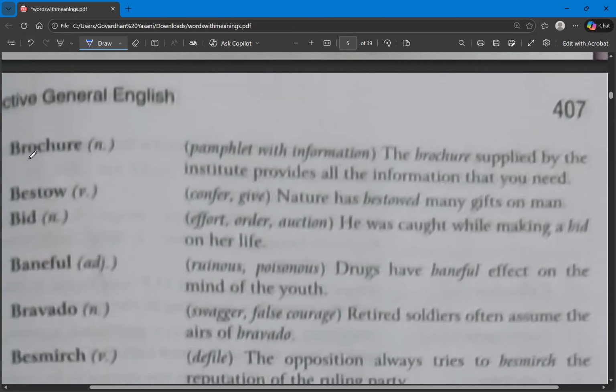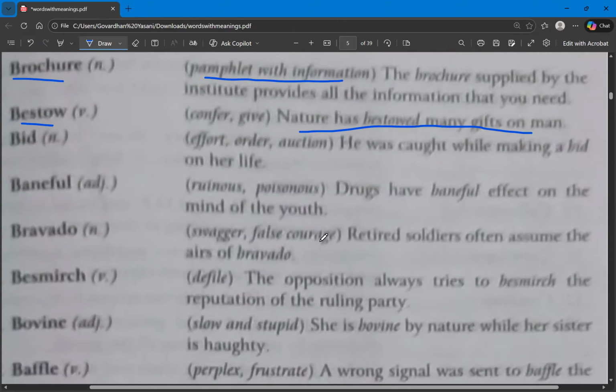The next one, brochure. Brochure means a pamphlet with information. What do we have in a brochure? We'll have information about something in the brochure. The next one, bestow. Bestow, B-E-S-T-O-W. Bestow means confer or give. Nature has bestowed many gifts on man. It means nature has given many gifts to man. Bestow means confer or give.